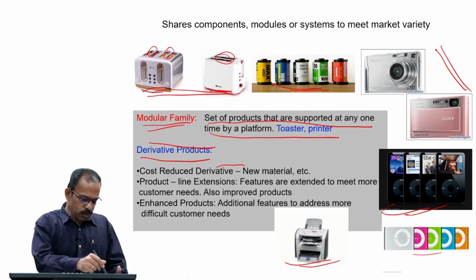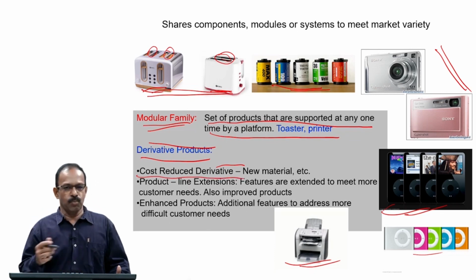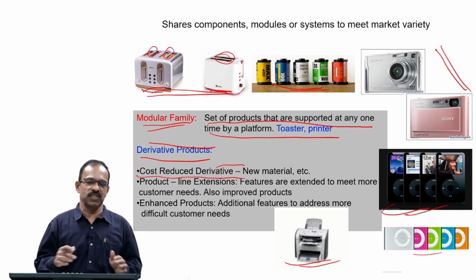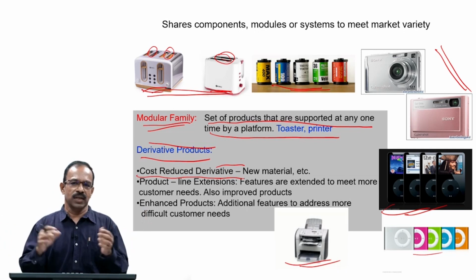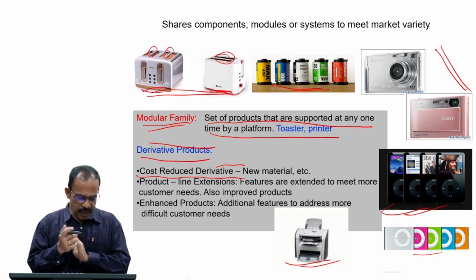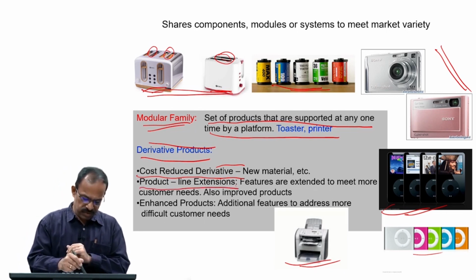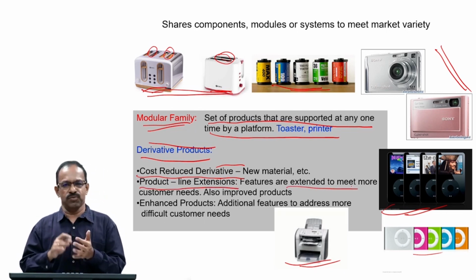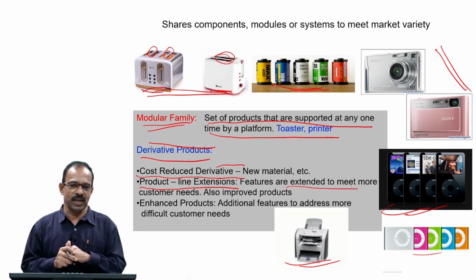And that is possible because these are all modules. So, modules can be changed without changing the whole product. Some critical modules can be changed to make it a better product and a cost variant. And you can have product line extensions if you want to have like 2 slice, 4 slice or bigger size.